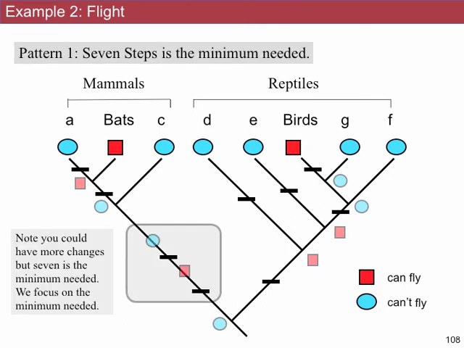Now, I am assuming that there are no double changes along particular branches between flight and not flying and then back. It is entirely possible that those have happened in some lineages. But that certainly wouldn't be the simplest model here. We're trying to find the minimum number required for this particular pattern.